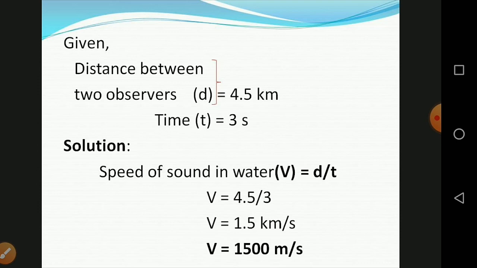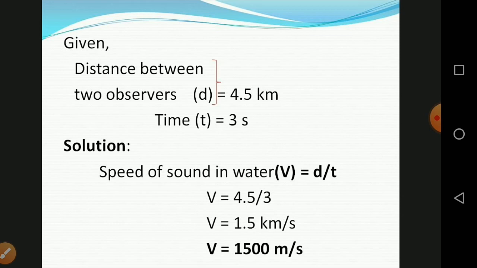So the distance between the two observers is given as 4.5 kilometers, and the time t is equal to 3 seconds. We know the speed of sound in water, that means v is equal to d by t. So v is equal to 4.5 divided by 3.